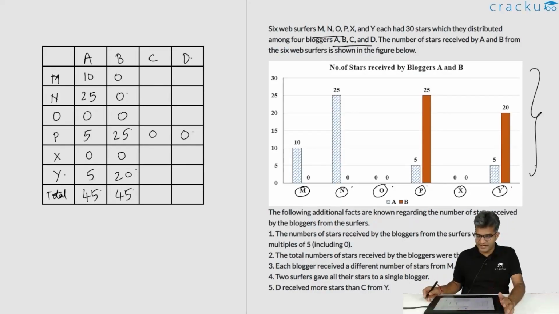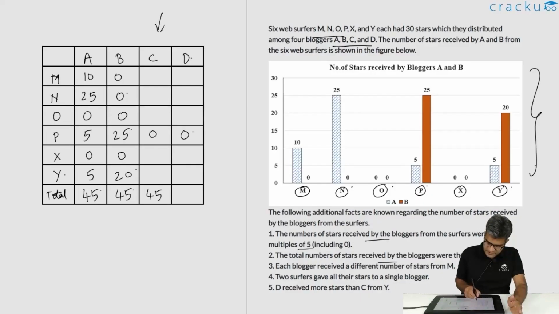Now let us look at the additional facts. The number of stars received by the bloggers from the surfers were all multiples of 5. So all of the numbers in this table will be multiples of 5. The total number of stars received by the bloggers were the same. We know that A received 45, B received 45, so C also will receive 45 and D also will receive 45.